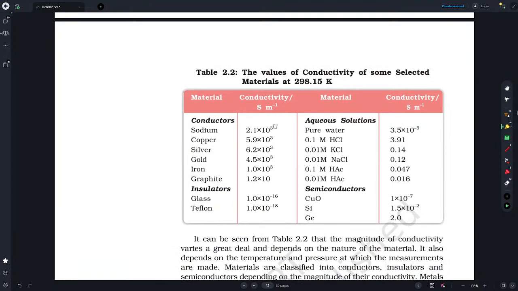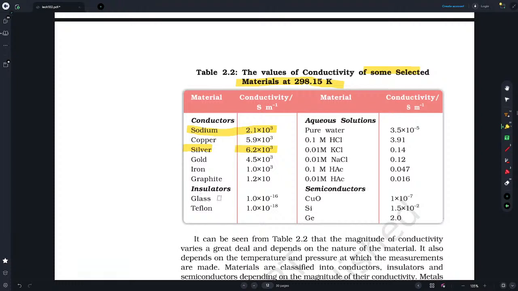These are some values of conductivity of some selected materials at a temperature of 298.15 Kelvin, which is room temperature. Sodium has a conductivity of somewhere around 2100 Siemens per meter, copper 5.9 and silver 6.2 into 10 power 3, which is 6200 Siemens per meter, being the highest conductivity here.